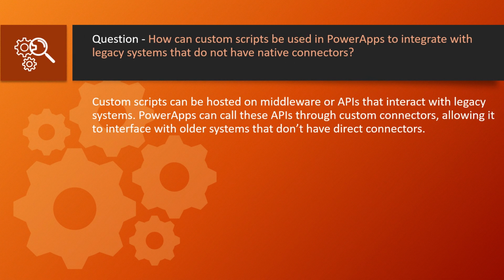How can custom script be used in Power Apps to integrate with a legacy system that does not have native connectors? In this case, custom scripts can be hosted on middleware or APIs that interact with the legacy system. Power Apps can call these APIs through custom connectors, and it will allow the interface with older systems that don't have direct connectors.